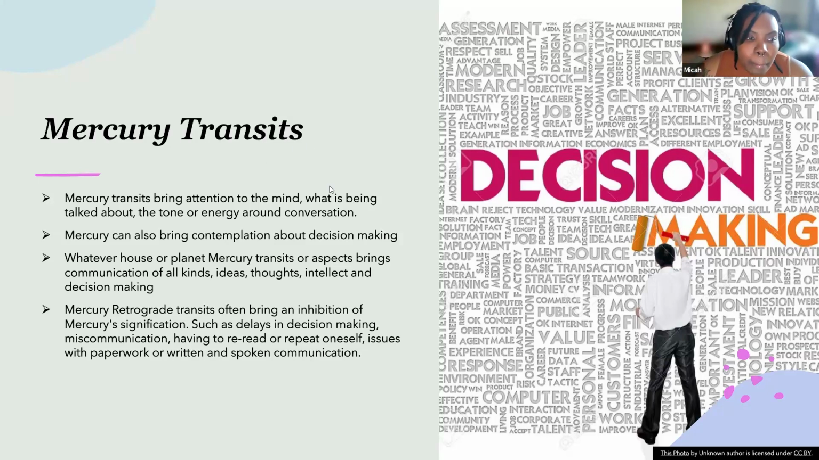I hope that, if anybody needs a better explanation or example, let me know. But I'll continue to read through this list. So Mercury can also bring up contemplation about decision making. Whatever house or planet Mercury transits or aspects brings communication of all kinds, ideas, thoughts, intellect, and decision making as well.